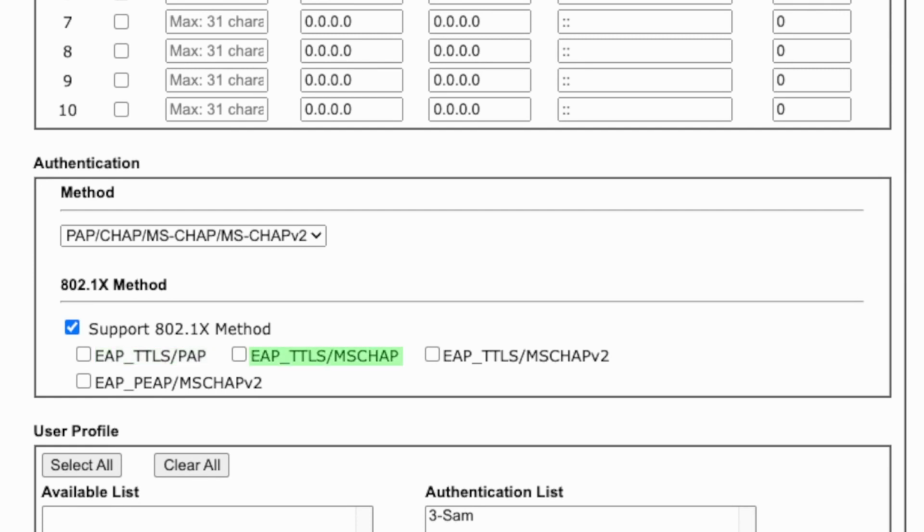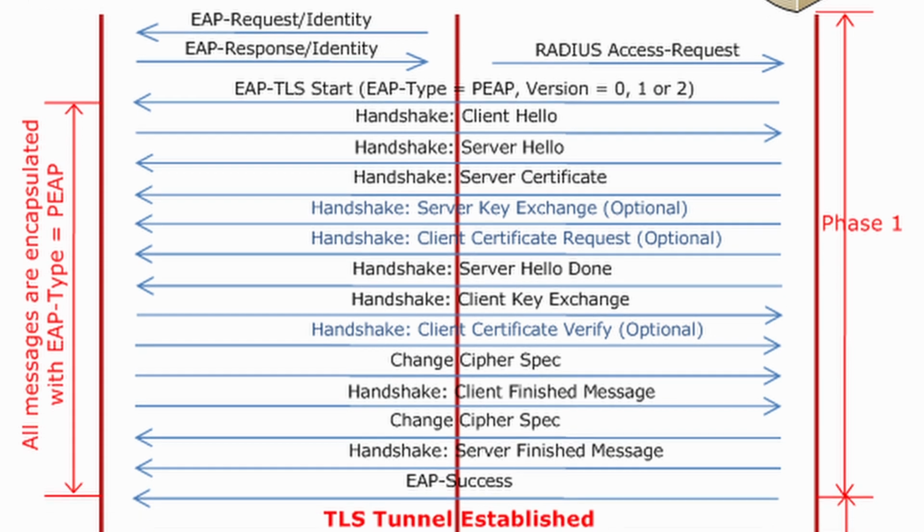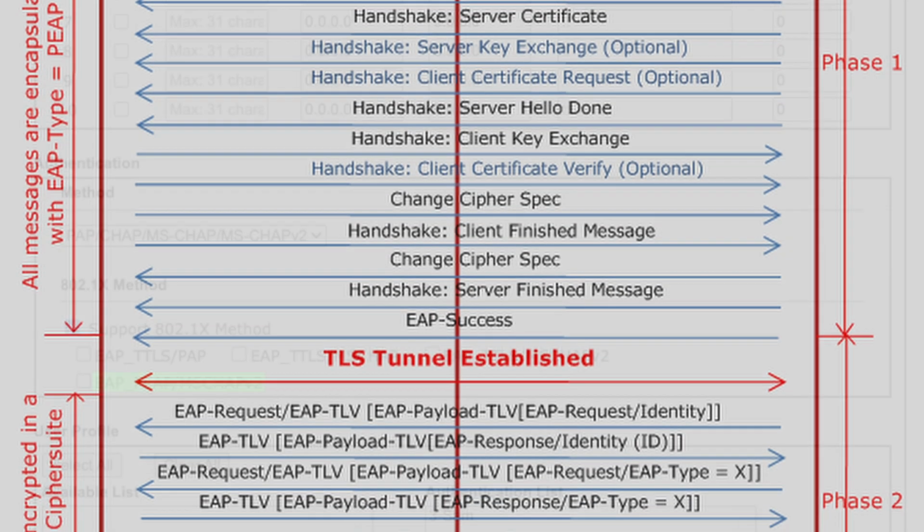Then there's EAP TTLS MS-CHAP. The same encryption using TTLS, but using MS-CHAP. This is Microsoft's version of CHAP. MS-CHAP v2 had some improvements over v1 and has the option here for TTLS MS-CHAP v2. Then we have EAP PEAP MS-CHAP v2. PEAP is the Protected Extensible Authentication Protocol and is similar to EAP TTLS and uses TLS to encrypt the tunnel between the client and the authentication server.